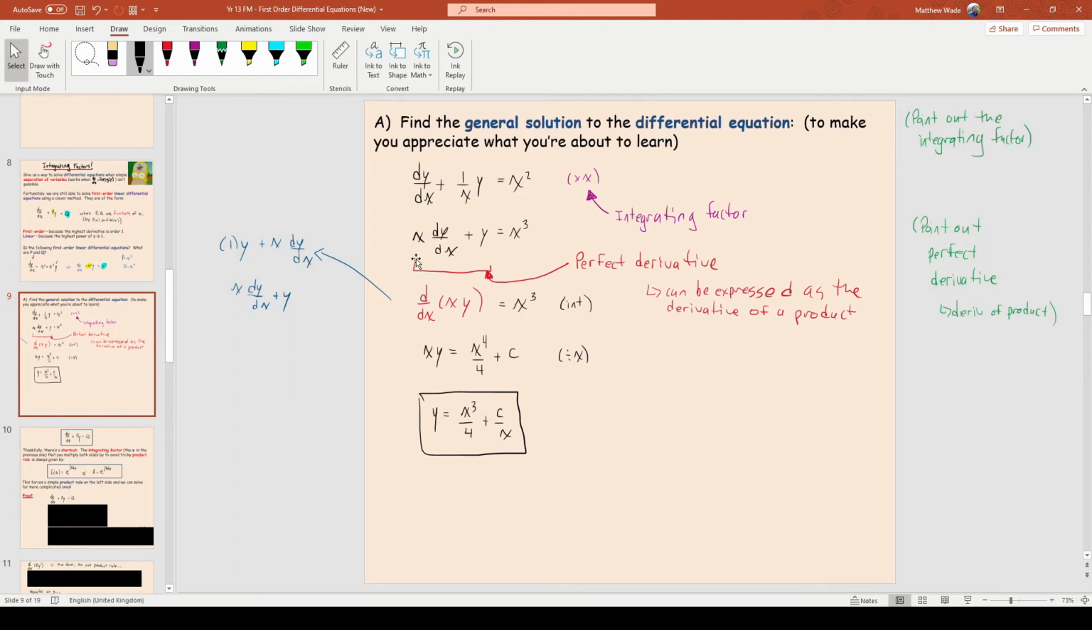So in other words, I was able to take the answer to a product rule and instead write it as a product rule. Cool? Because once you do that, you can integrate both sides as normal. Bish bash bosh, answer.